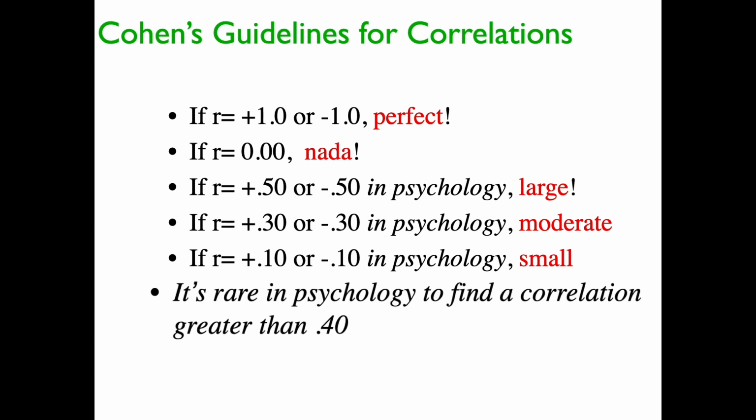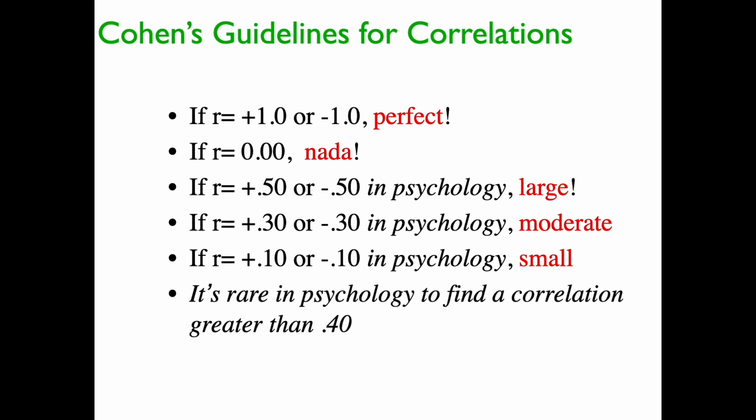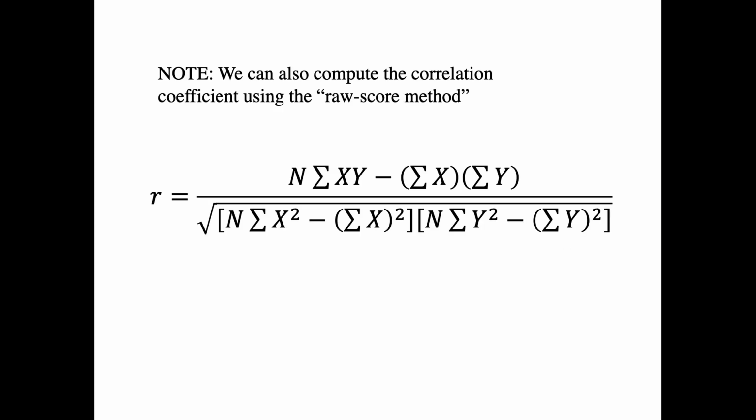It is rare in psychology to find a correlation that's greater than 0.4. So even though it's possible to have an R of 0.5 or 0.6, we very rarely see R's that are greater than 0.4. We'll come back to that in a moment about why that might be the case. I also want to point out that there's another method for computing R that you could do by hand, and it's called the raw score method.